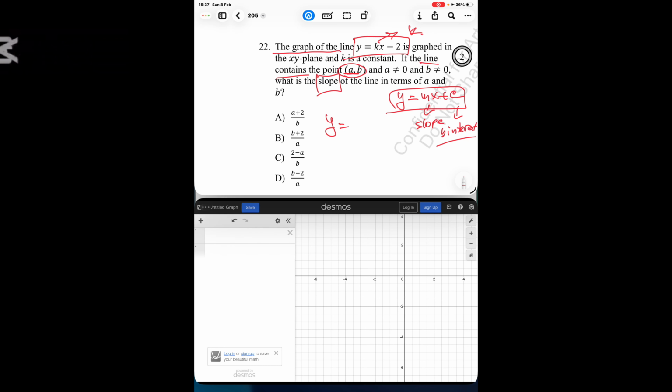Now when you copy this expression here, we have to insert a and b into the given expression. Instead of x, we insert a, and instead of y, we insert b, so b equals ka minus 2. We have to find the value of the slope, which is k. Minus 2 turns into plus 2 on the left-hand side. Then to find the value of k, you simply divide, because multiplication turns into division. So the answer is definitely choice B. In SAT questions, you may see answers in different forms, but the answer is exactly the same.